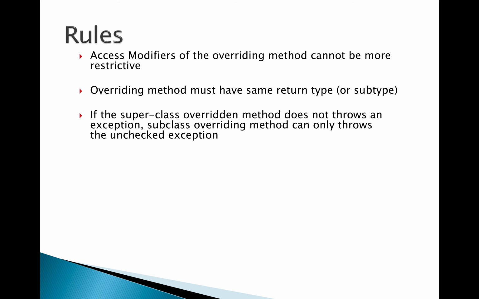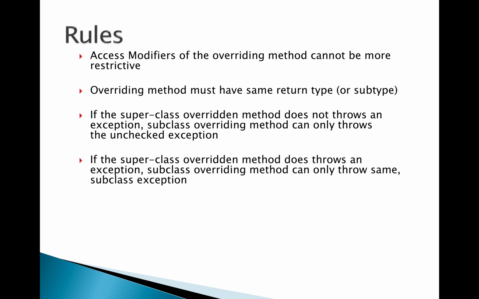Third rule: if the superclass overridden method does not throw an exception, the subclass overriding method can only throw an unchecked exception. Let's say we have a superclass method void foo which does not throw any exception. The subclass method should also be void foo and should not throw any exception. Alternatively, the subclass method can throw an exception, but it should not be a checked exception. So it can say void foo throws RuntimeException or any subtype of RuntimeException, but void foo throws Exception is not allowed.